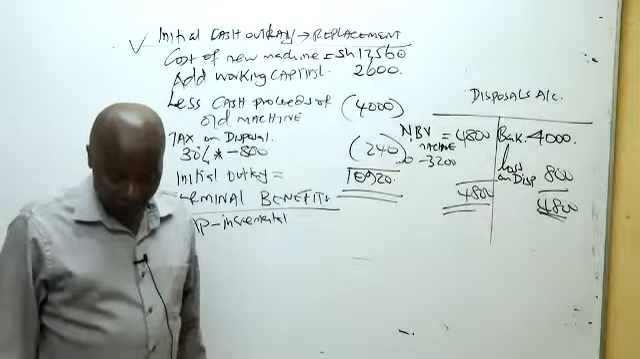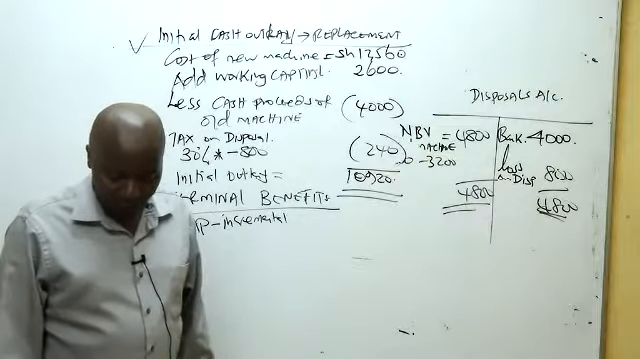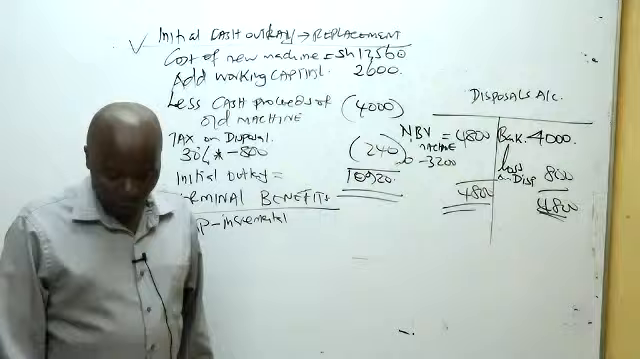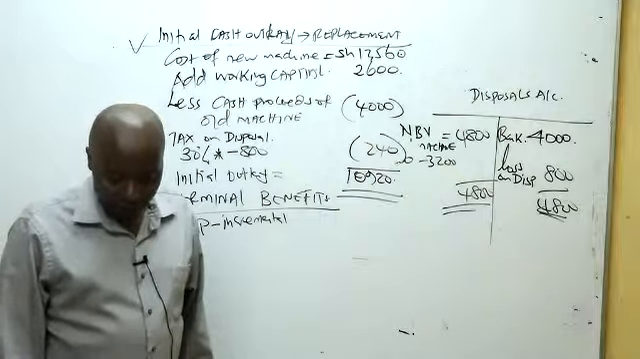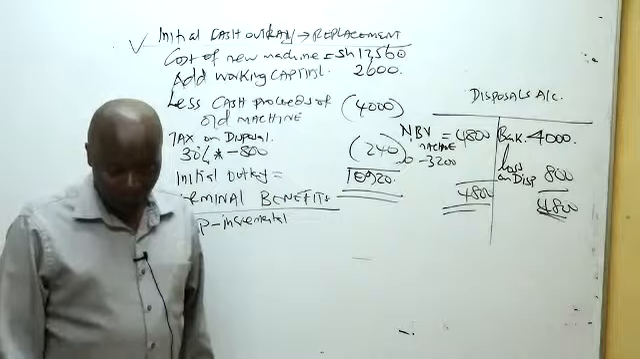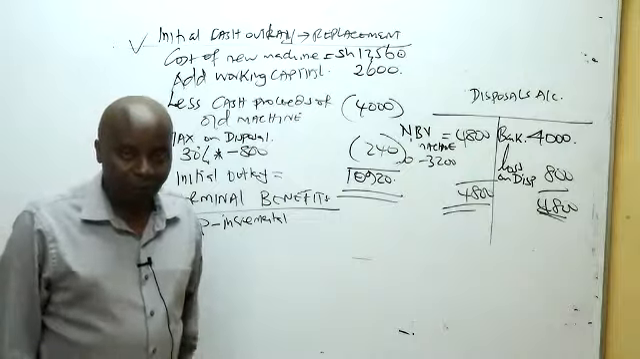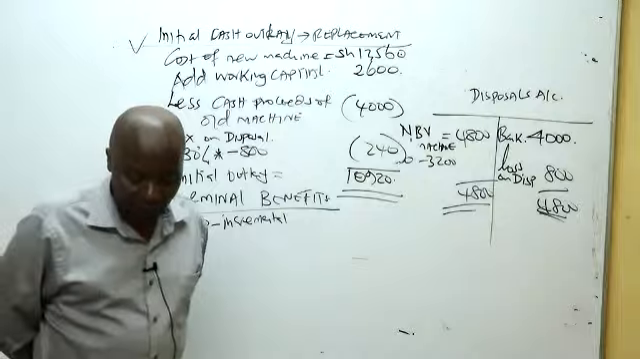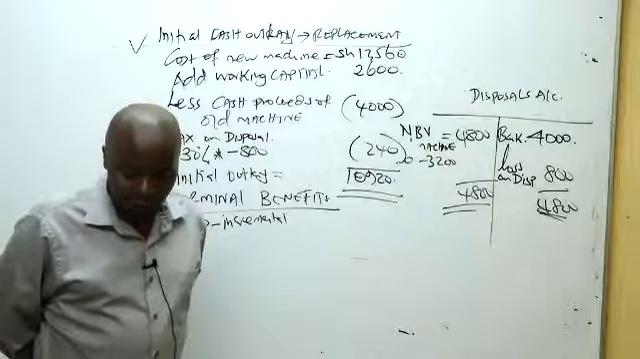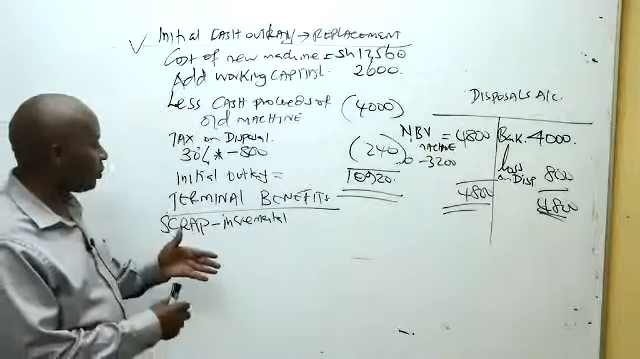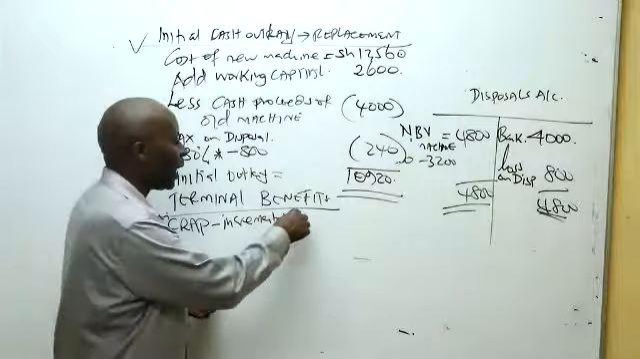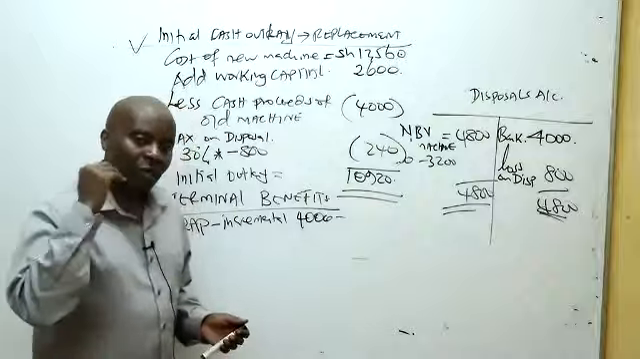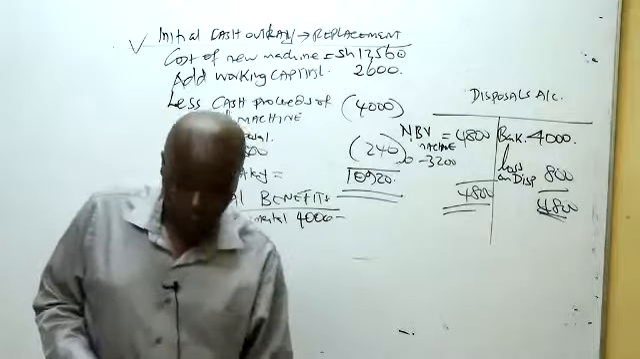The new machine. Remember they told us that the new machine is expected to cost how much? 12.56 million with a salvage value of 4 million at the end of its useful life of 5 years. So the salvage value of this new machine is 4,000 minus the salvage value of the old machine.